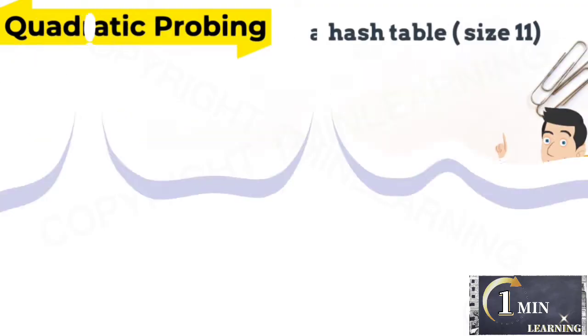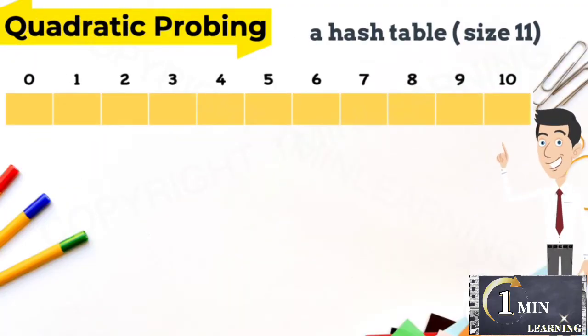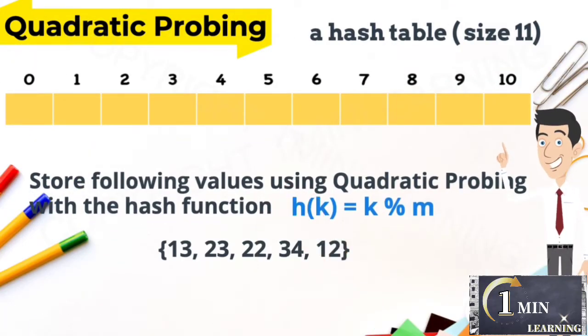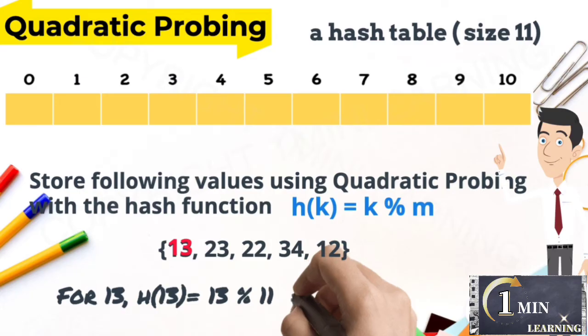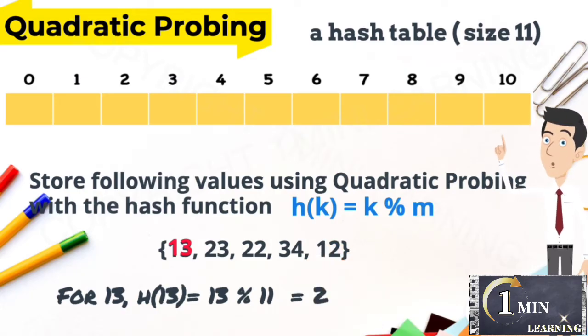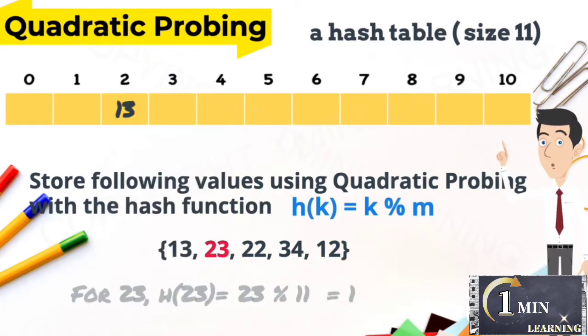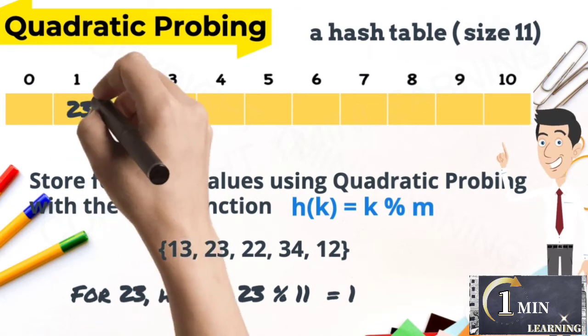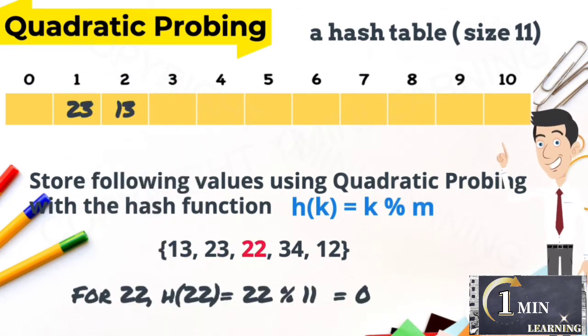For example, assume a hash table with a size 11. Store following values using quadratic probing with the hash function. First input data 13, it returns the hash value 2. So it's stored at index 2. 23 in index 1, 22 in index 0.